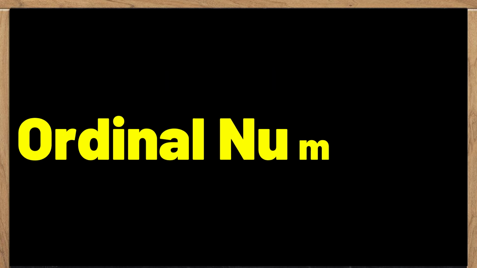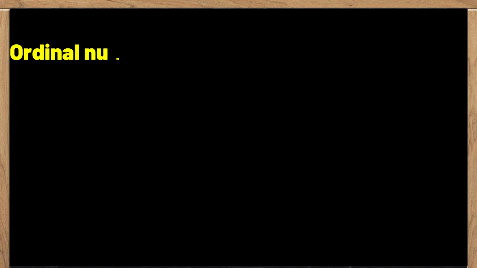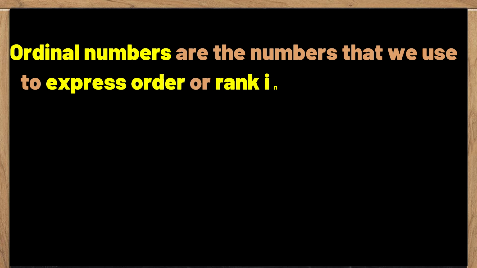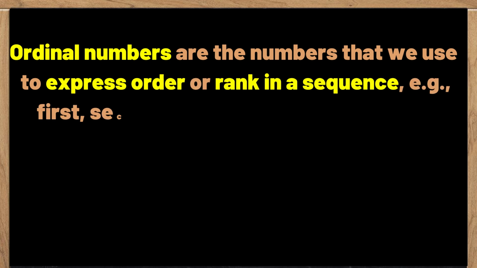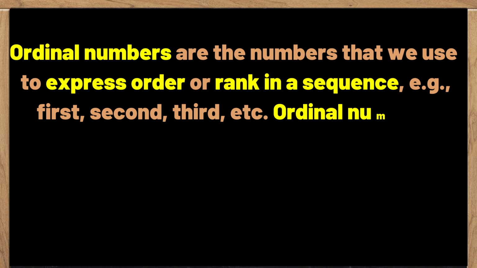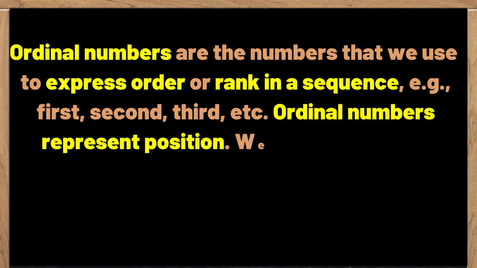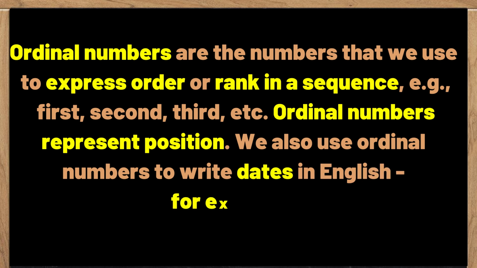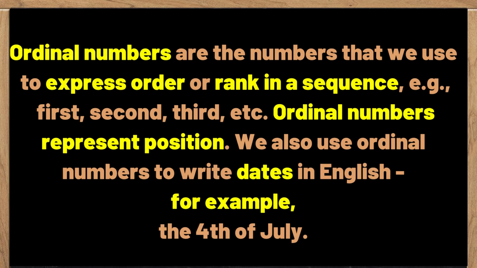Ordinal numbers. Ordinal numbers are the numbers that we use to express order or rank in a sequence, for example, first, second, third, etc. Ordinal numbers represent position. We also use ordinal numbers to write dates in English. For example, the 4th of July.